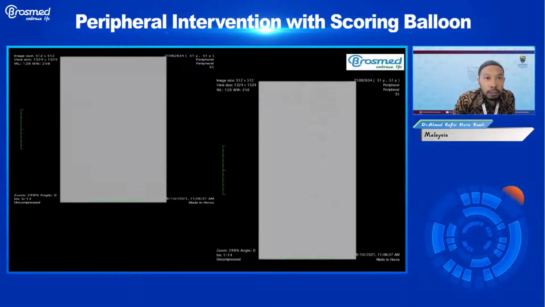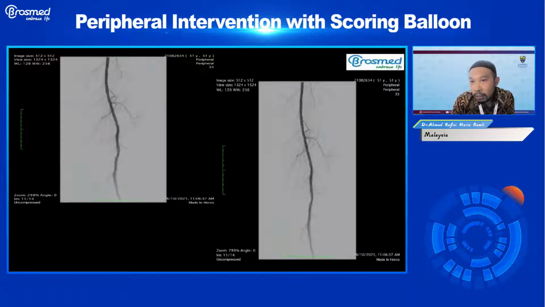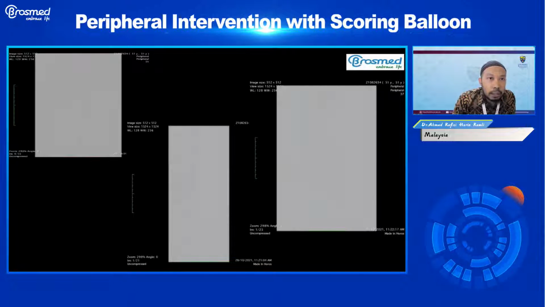So this is the run. As you can see, the run is fairly good, with very minimal recoil. After we improve the flow, even the flow down at the tibial is fairly good, and you can start to see this peroneal vessel, which was not there on the initial run.